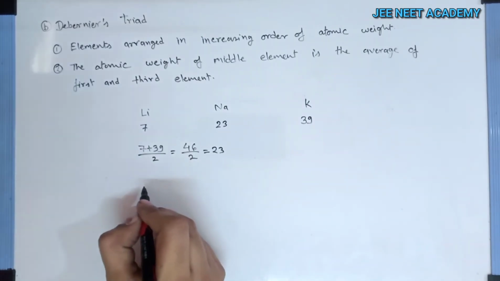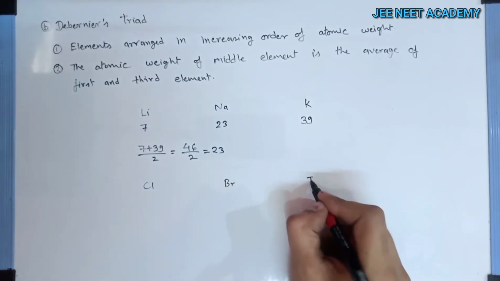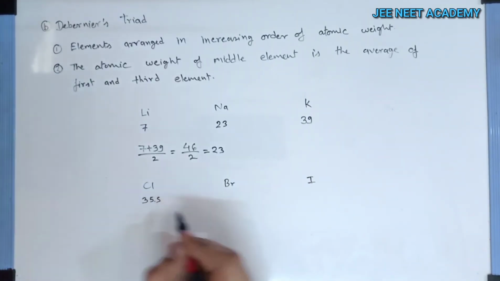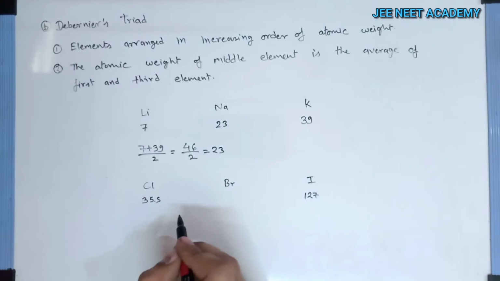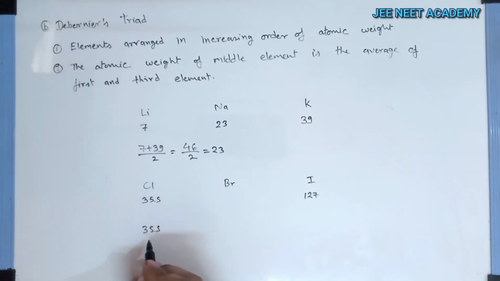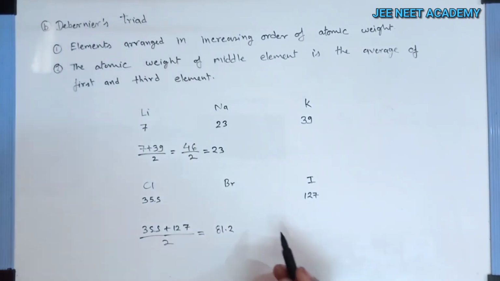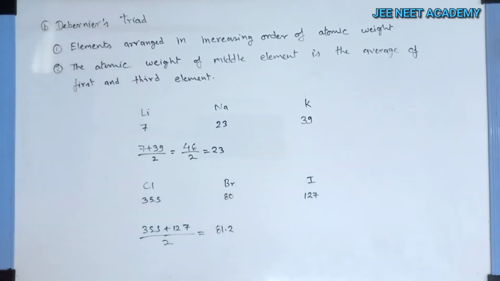Then second example, you can see chlorine, bromine and iodine. Atomic weight of chlorine is 35.5. Iodine is 127. So average of this is 35.5 plus 127 divided by 2 equal to 81.2, and bromine's atomic weight was 80. So in both cases it is satisfying.